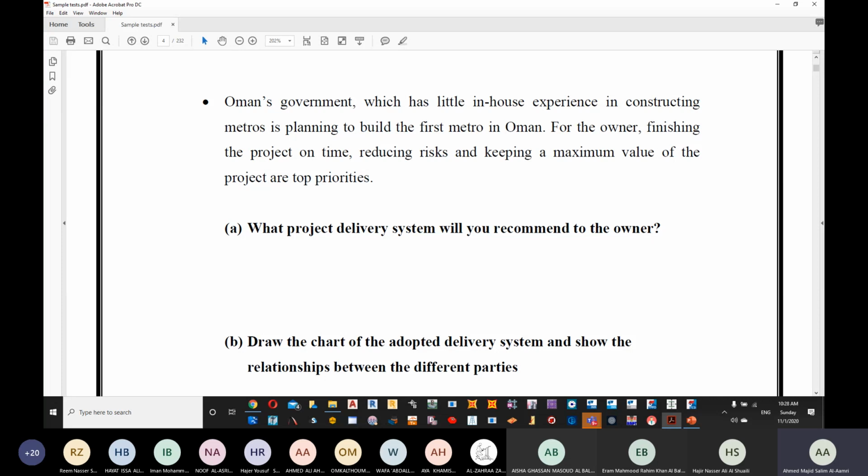After that, the one after it is going to be construction management at risk, because we have an experienced person who can make sure that the project will finish on time. After that, we have traditional. So in terms of time, construction management at risk is going to be a better option than traditional. So the correct answer here for the delivery method is going to be construction management at risk. Is it clear? Are we fine?